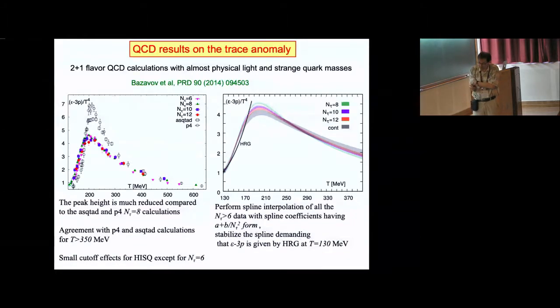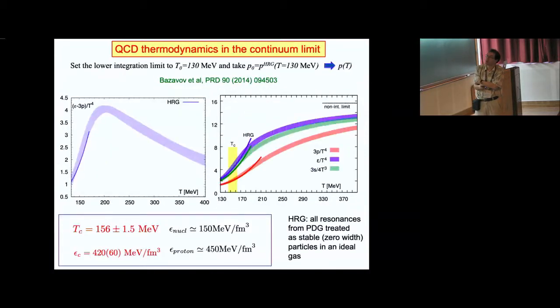Once you get a spline, you could do the integration in order to calculate the pressure. And from the pressure, you could then calculate also the entropy density and energy density. And here I show the final continuum extrapolated results for different quantities. So here I show the trace anomaly itself, and I show 3 times the pressure, entropy density, and energy density as functions of temperature.